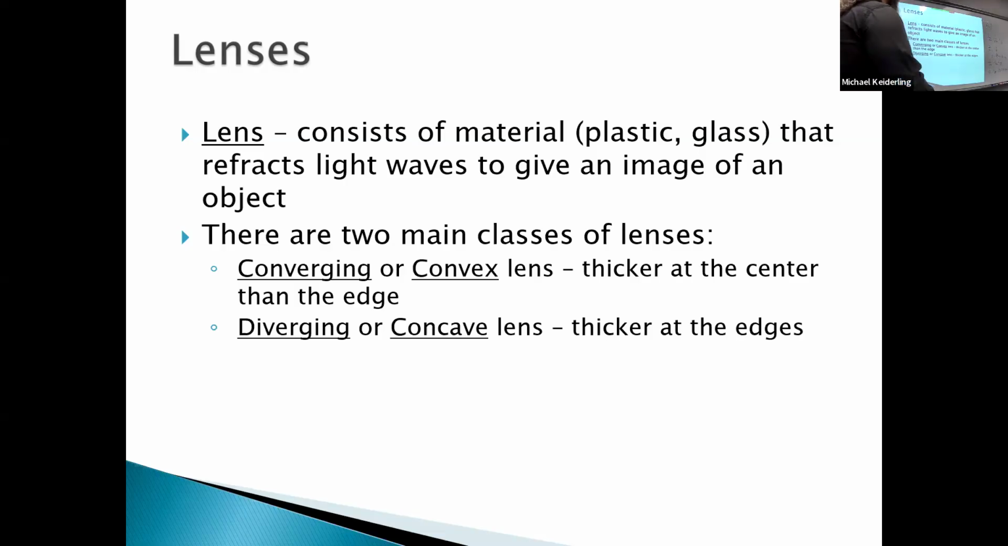There are 2 main classes of lenses. There are converging lenses, which are convex. So convex lenses are converging, opposite to the way mirrors are. Converging mirrors are concave. Converging lenses are convex. They're thicker at the center than the edge. Diverging lenses are concave. They're thicker at the edges than the center.